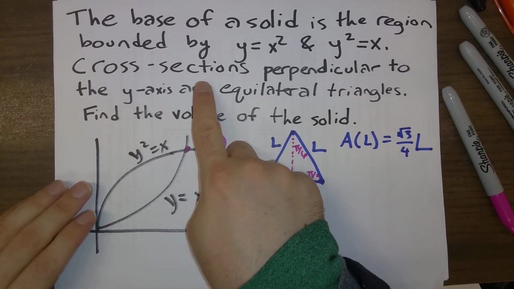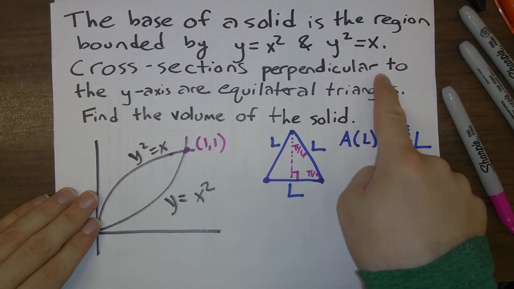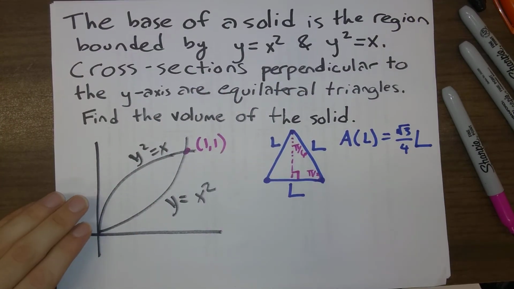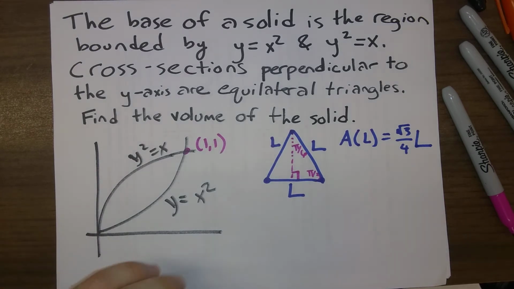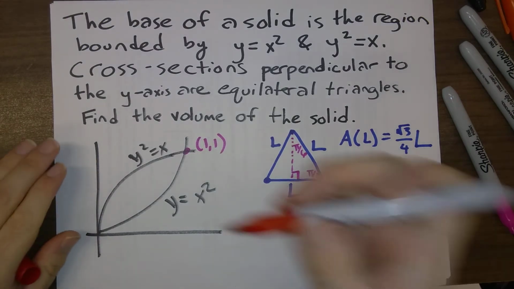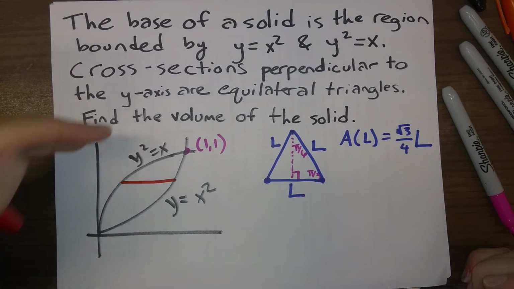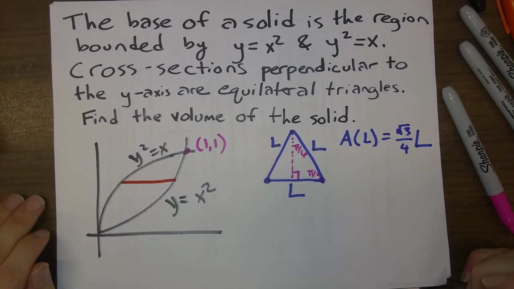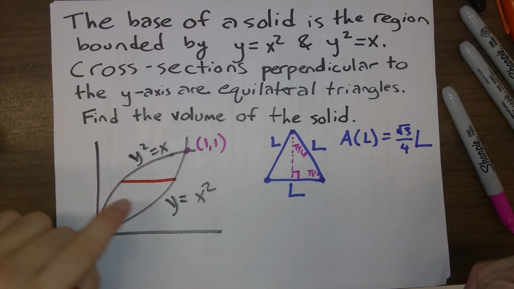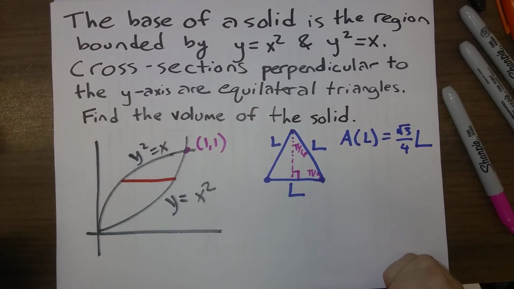Now let's read the problem carefully. Cross-sections perpendicular to the y-axis. So unlike in the previous problem, but similar to our pyramid problem, we're thinking of our cross-sections in terms of y, perpendicular to the y-axis. We're going to be integrating from 0 to 1 along the y-axis. And so we're going to try to figure out what this side length is, not in terms of x, but in terms of y.